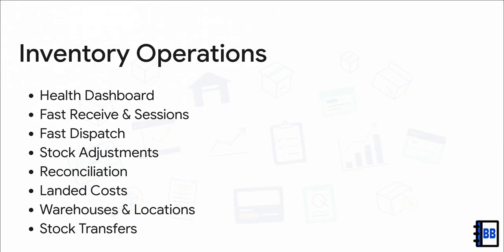You've got your health dashboard for quick alerts on low stock. You have fast receive and fast dispatch for that high-volume barcode dock work. Plus, you'll find all your menus for stock adjustments, moving goods between warehouses, and calculating landed costs. Things like freight and duty.